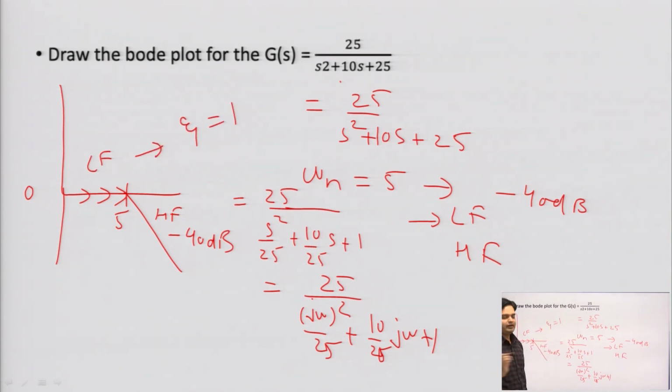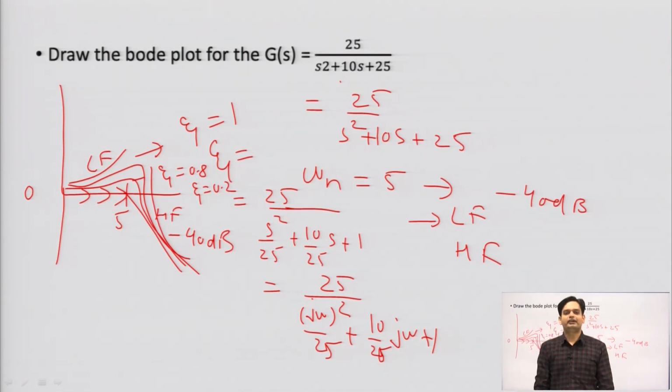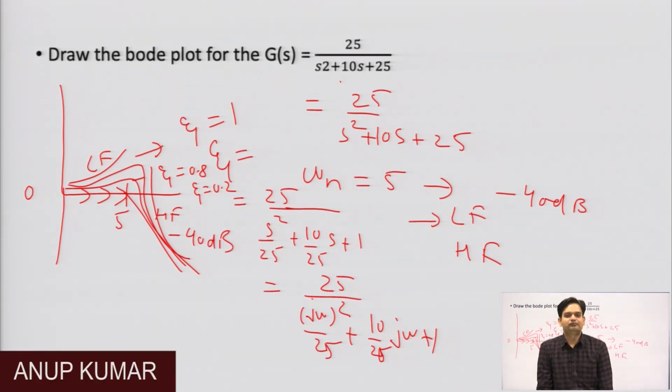What will happen if I reduce zeta? When I reduce zeta, I will get a bump type of structure at the corner frequency. It is at zeta equal to 0.8. If I further make zeta equal to 0.2, it means more oscillation. I will get this curve like this, and for zeta equal to 0, I will get an open plot like this. So, this plot will happen for different values of zeta. In the same way, you will obtain the phase plot. Okay. So, this phase plot and magnitude plot are both functions of zeta in a second order factor.